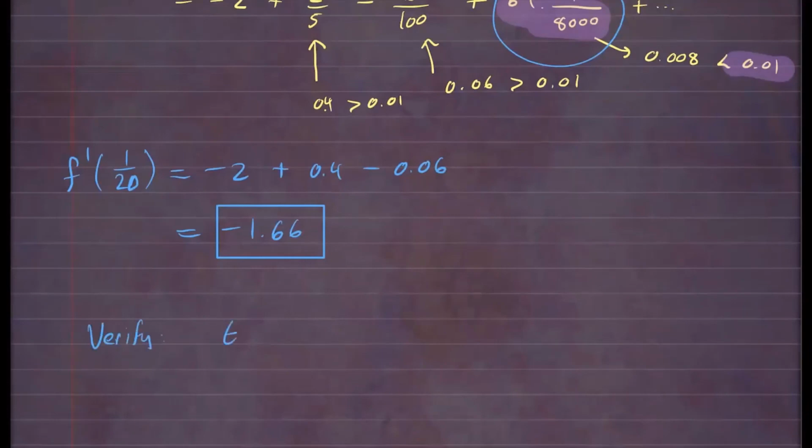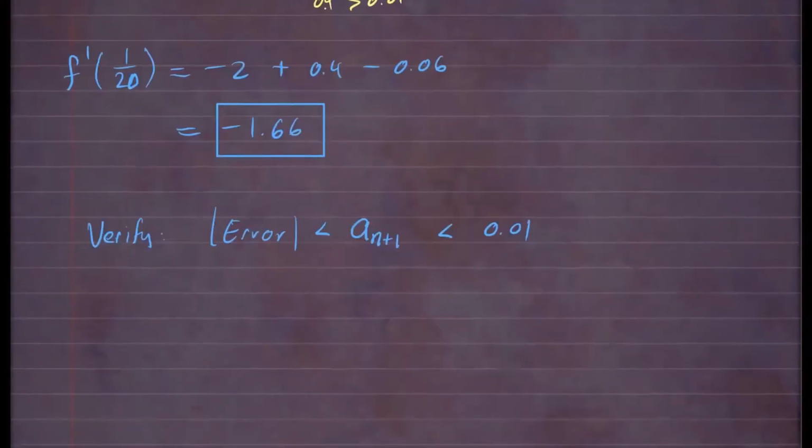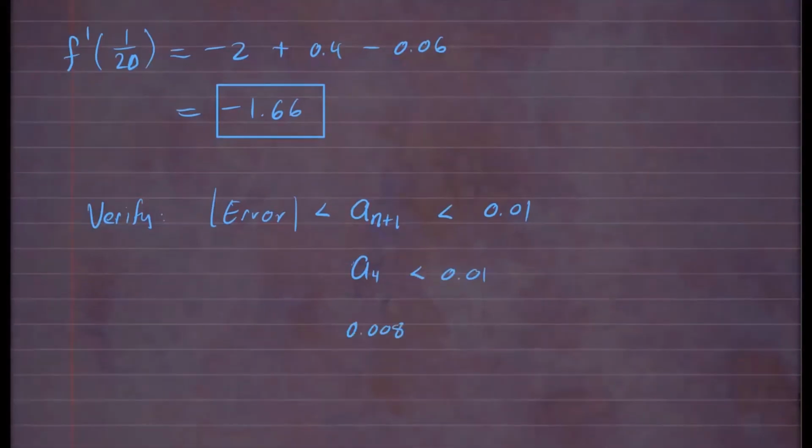So we're going to verify that our error in absolute value is less than the term after, a sub n plus 1. We wanted that to be less than 0.01. It's going to be the fourth term, which is less than 0.01. And so 0.008 is less than 0.01. So checked. So we have the accuracy that we want.